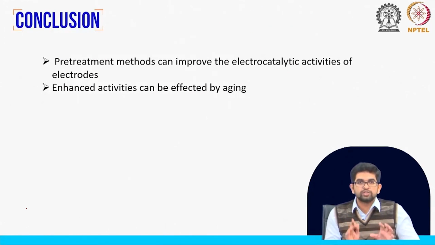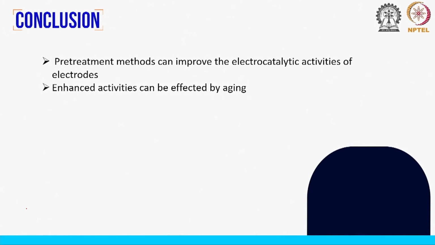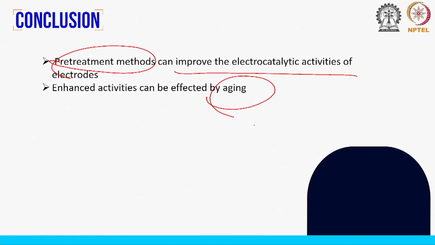So, what is the conclusion of today's talk? We can use different pretreatment methods to improve the electrocatalytic activities, and this kind of improved activity may not be stable for a longer time. If we store for a longer time at room temperature, this activity can decay. This effect is called the aging of the electrocatalytic activities, and another reason is also surface reconstruction or maybe contamination. These are the factors.